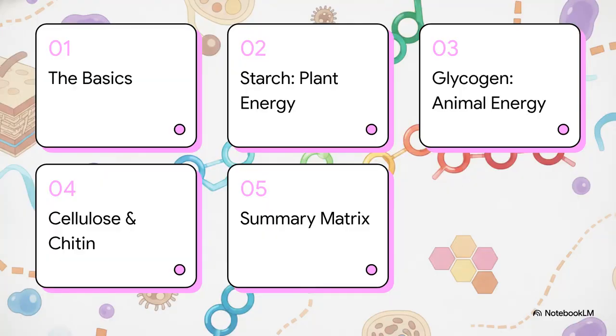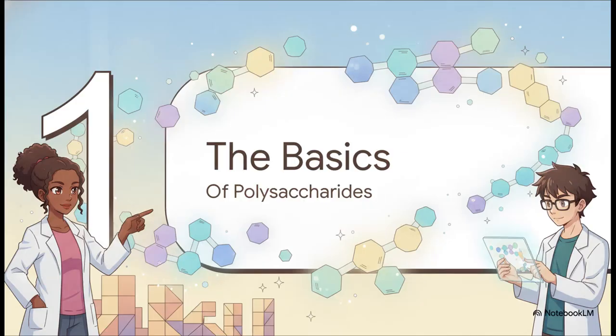Here is our roadmap for today. We'll be moving through 1. The basics of polysaccharides, 2. Starch for plant energy storage, 3. Glycogen for animal energy storage, 4. Cellulose and chitin structure, and finally, 5. A study guide summary.